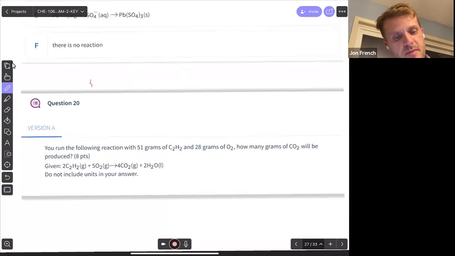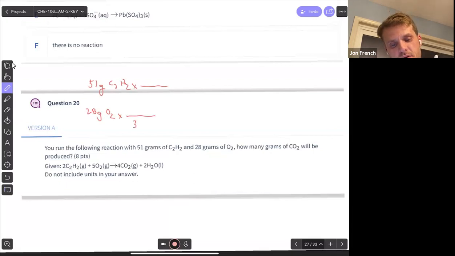So are these masses the masses that everyone has, right? 51 grams of acetylene, 28 grams of O2. All right, perfect. So we're not going to get any arguing about who has what, right? 32 grams, 1 mole of oxygen. 1 mole of acetylene, right? Carbon is 12, so that's 24, 25, 26 grams.